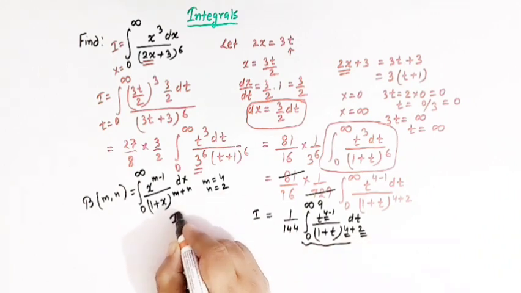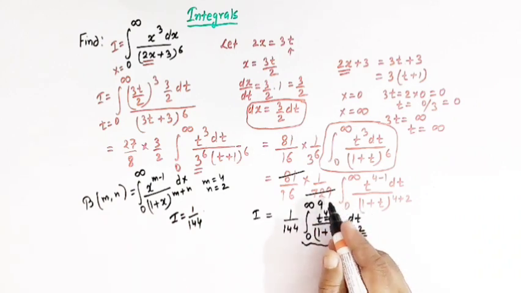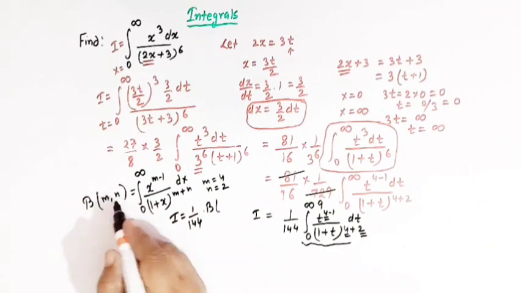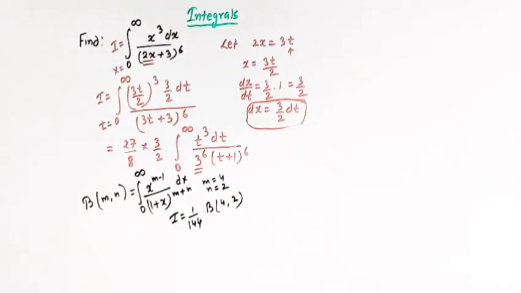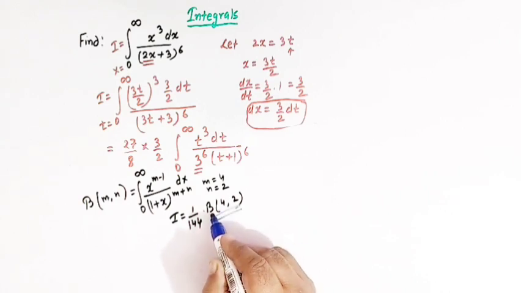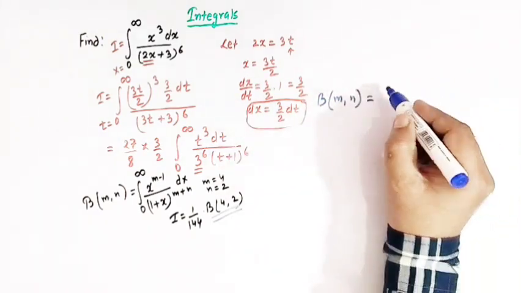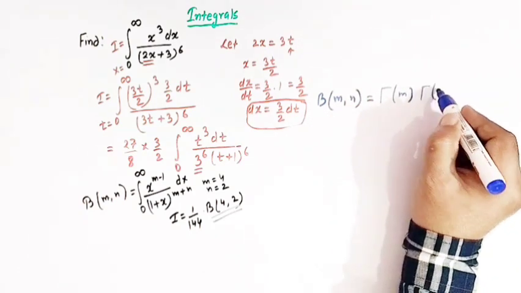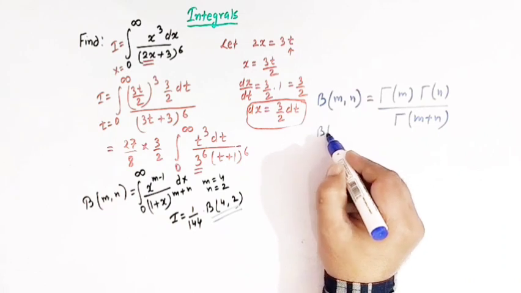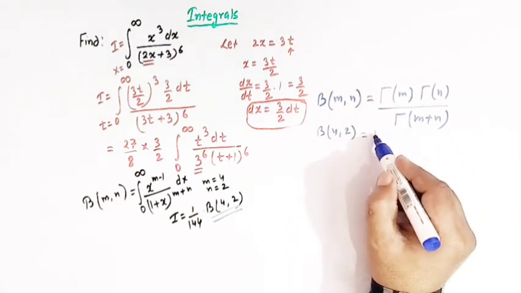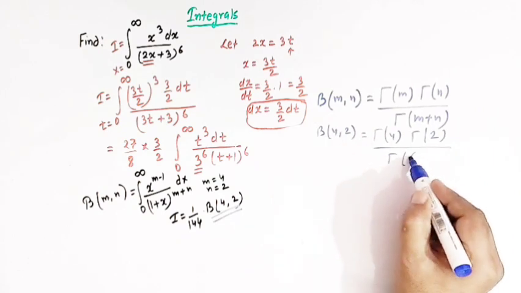So now our integral I can be written as 1 over 144, and here we can replace this integral by beta of m, n. m, n is 4 comma 2, right? So now viewers, we have to find out the value of beta 4 comma 2, right? We know that beta m, n is defined in terms of the gamma function, that is gamma of m, gamma of n divided by gamma of m plus n, right? So here beta 4 comma 2 is equal to gamma of 4, gamma of 2, over gamma of m plus n. So 4 plus 2 is 6, right?